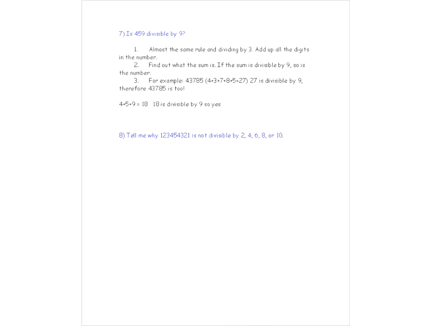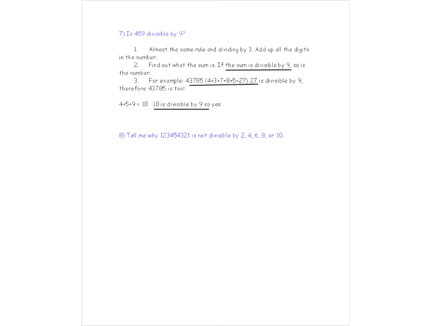So the rule is very similar to dividing by 3. If we add up the digits and the sum is divisible by 9, so is the number. So if we add up this number here, 43,785, the digits add up to 27. Since it's divisible by 9, so is 43,785. Okay, so the number 459 is divisible by 9 because the digits add up to 18, and 18 is divisible by 9. So it's divisible by both 9 and 3.